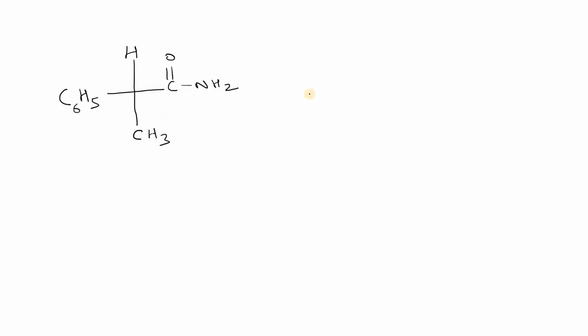So this is our reactant. Upon Hofmann's bromamide degradation reaction, it gives rise to the corresponding amine and we will get this product. Here we are asked to find out the configuration of this amine, whether it is R configuration or S configuration. So let's first discuss the configuration of the reactant.